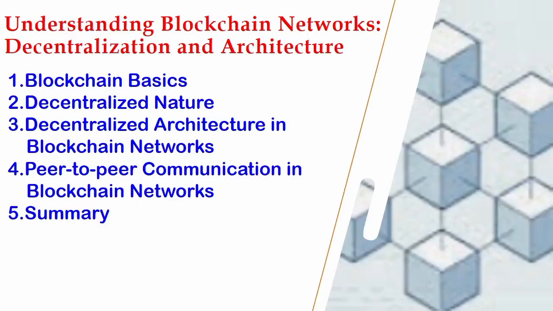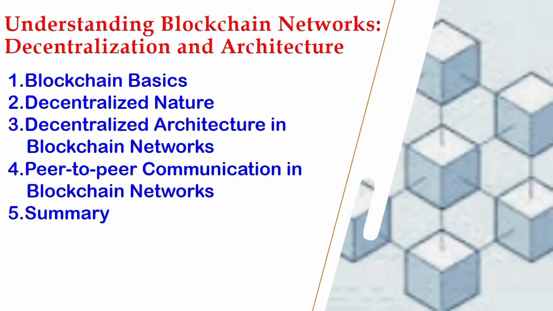In understanding blockchain networks, decentralization, and architecture, we will cover five important parts. 1. Blockchain basics. We start from the ground up, explaining how blockchain works. Number 2. Decentralized nature. We will see why being decentralized matters so much in blockchain.